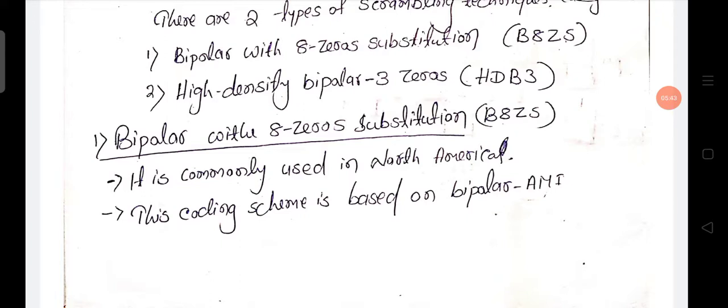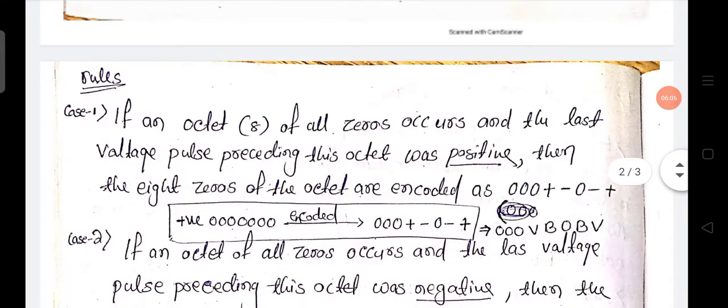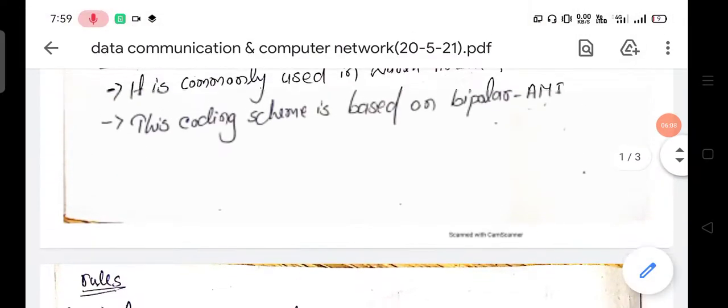It is commonly used in North America. This coding scheme is based on bipolar AMI.